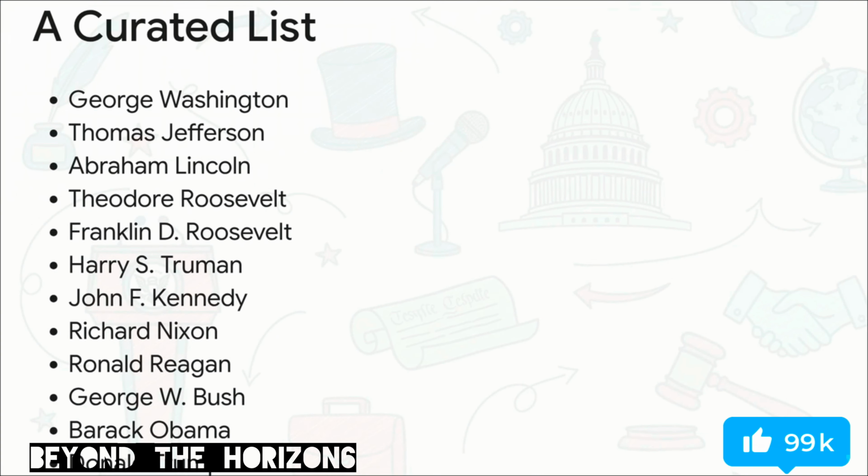And here they are. These are our clues. 12 presidents, covering the entire sweep of American history. You've got Washington, Jefferson, Lincoln, the Roosevelts, Truman, JFK, Nixon, Reagan, Bush, Obama, and Trump. I mean, think about it. From the quill pen to the Twitter feed, the whole story is right here in these names.